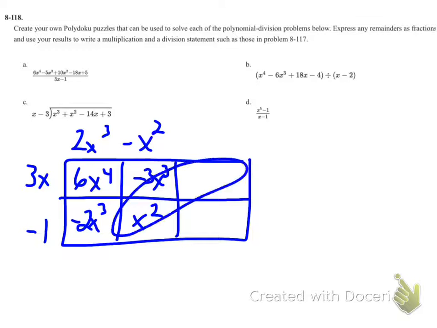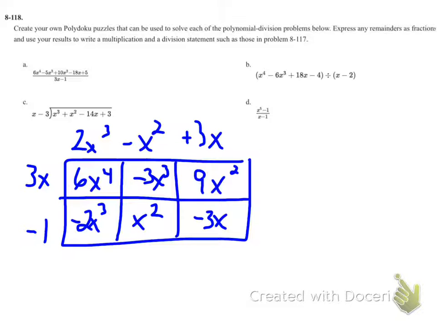Again, looking at my diagonal, they have to equal 10x squared. So that means this has to be a 9x squared, giving me a positive 3x. Multiplying, I have a negative 3x here. Notice that I ran out of room with the box. I'm just going to continue it on instead of just really trying to force the space in there. So I'll just continue my rectangle to the right.